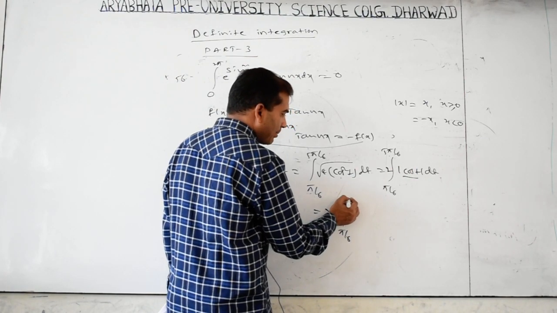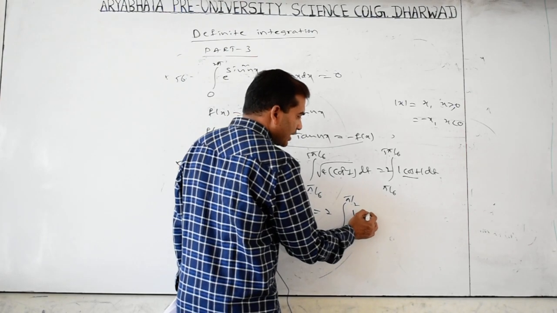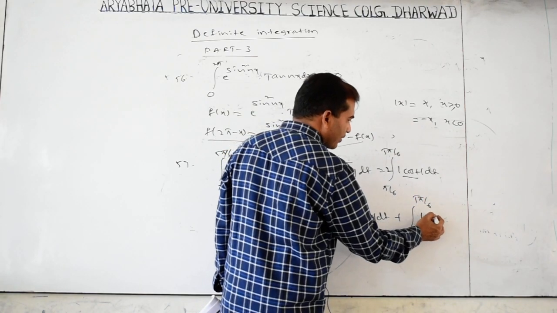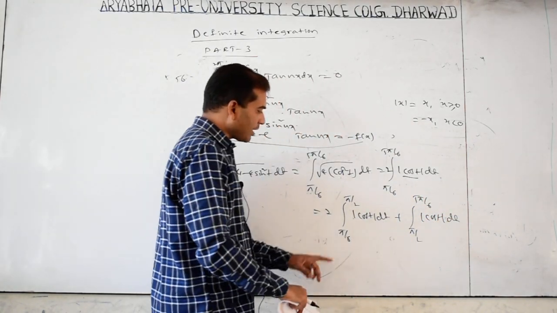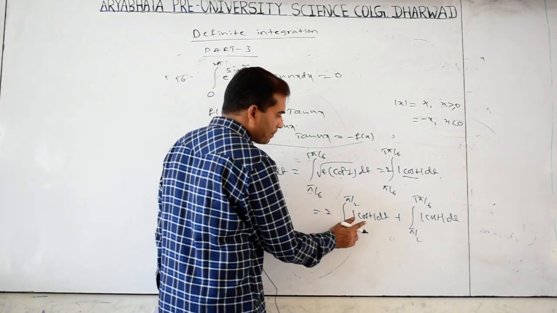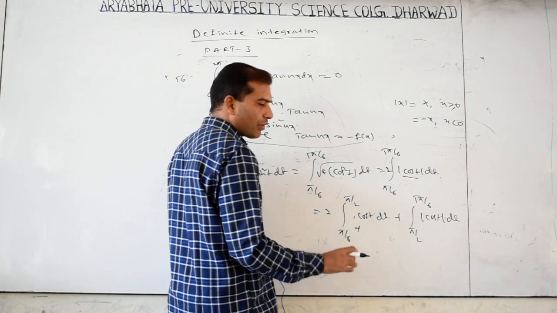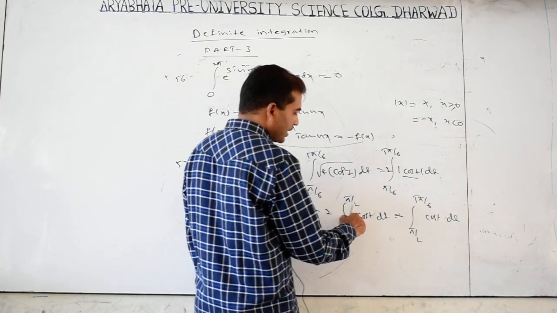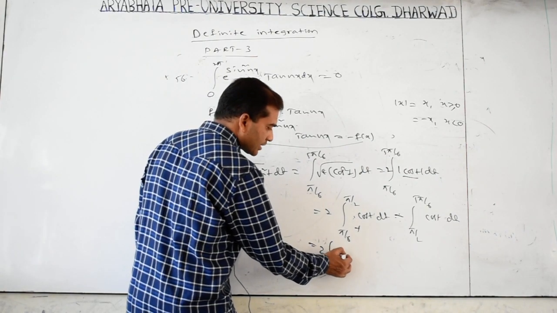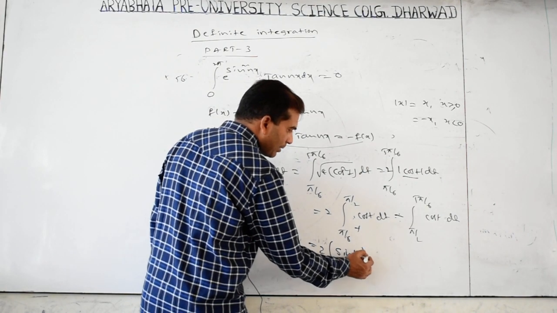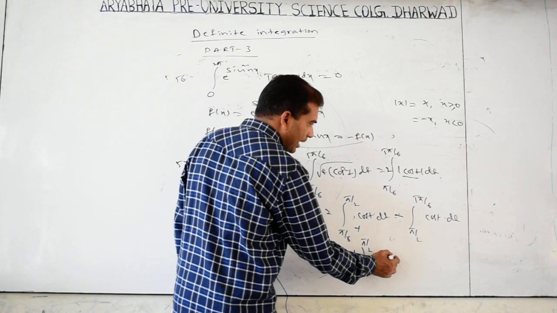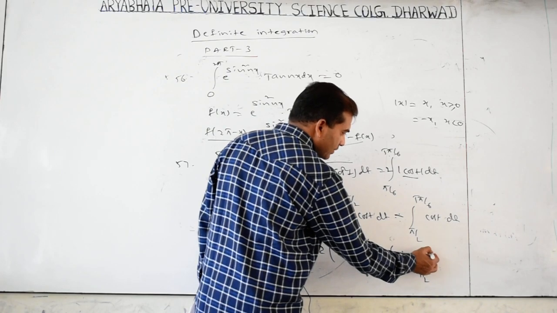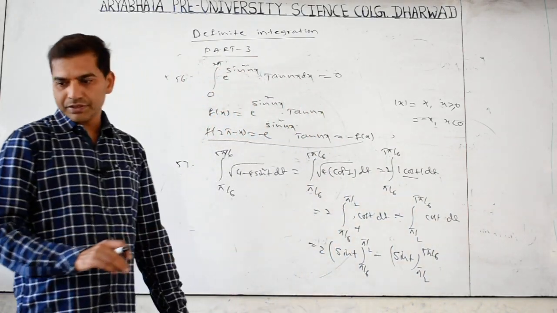So we split it: pi by 6 to pi by 2 of mod of cos t dt plus pi by 2 to 5 pi by 6 of mod of cos t dt. In the first interval cos is positive, so mod of cos t is cos t. In the second interval it is negative, so mod of cos t is minus cos t. Finish the integration: 2 into the integral of cos is sin t, with lower limit pi by 6 and upper limit pi by 2, minus sin t with lower limit pi by 2 and upper limit 5 pi by 6. Simplify, upper limit minus lower limit.